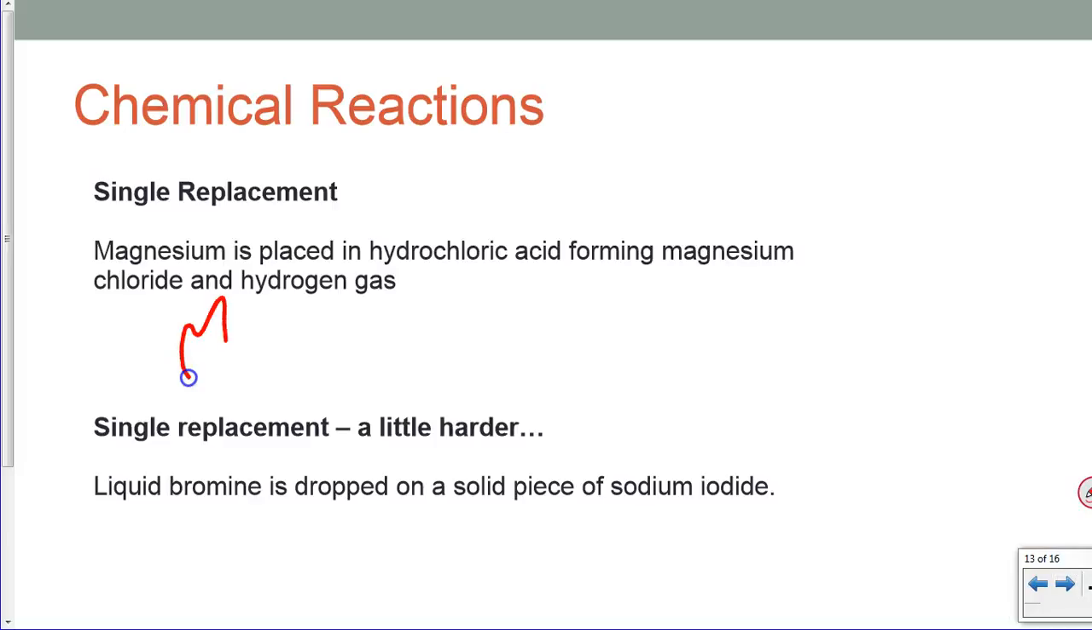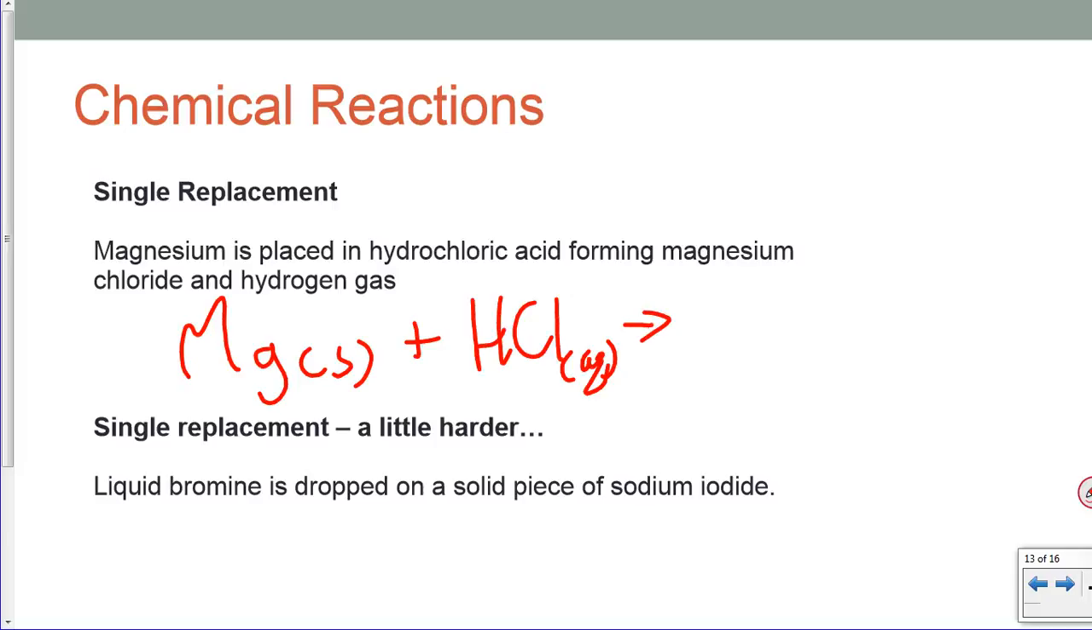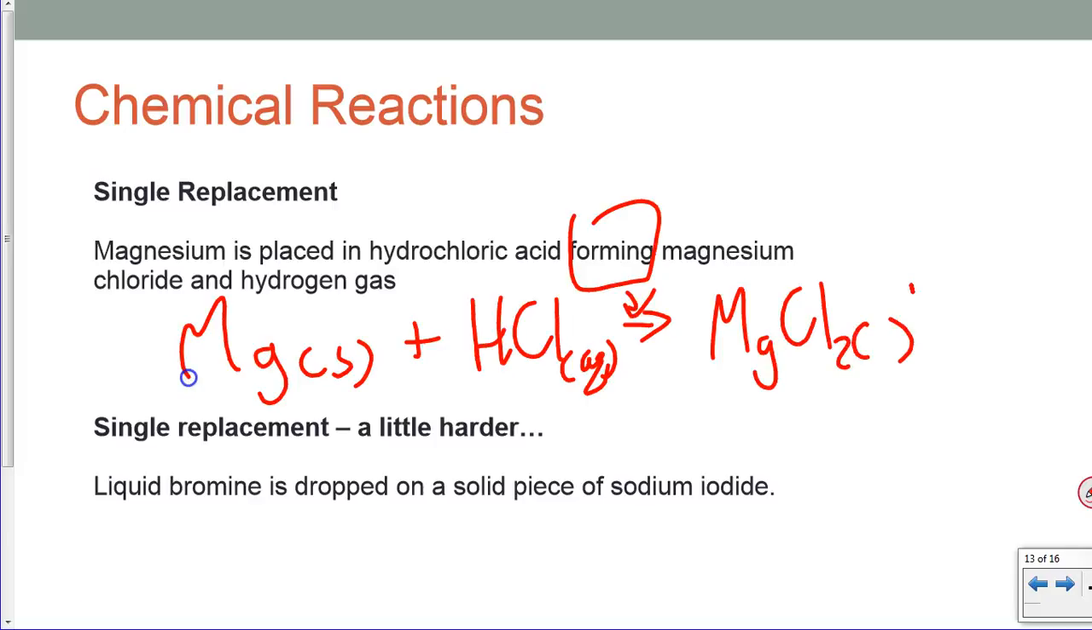All right, so we started out really quick. Magnesium is a solid, plus hydrochloric acid. This is going to give me, and this is the forming part coming in from my arrow, magnesium chloride. I'm going to go MgCl. I'm going to get my periodic table, because I am making products, I need to check charges. This is MgCl2, and I don't know its state yet, plus hydrogen gas.